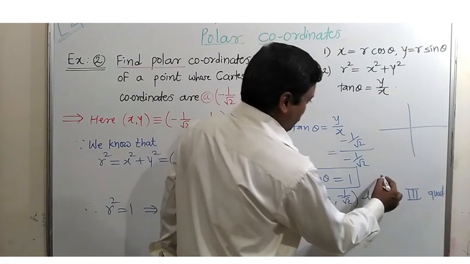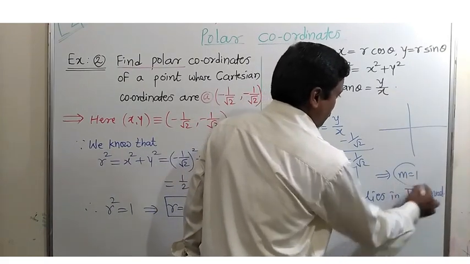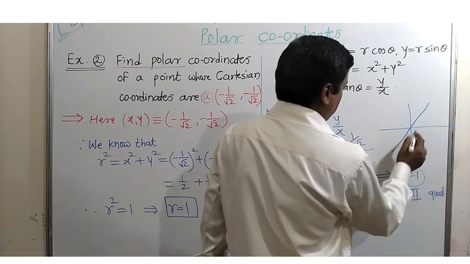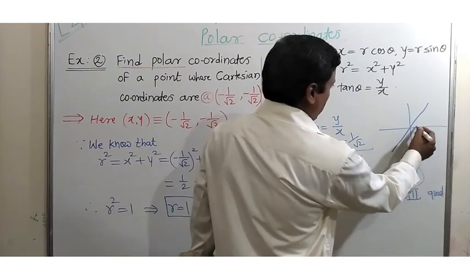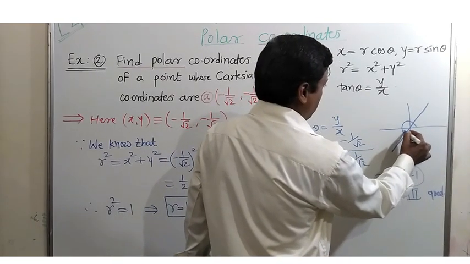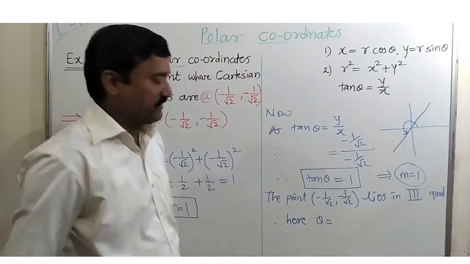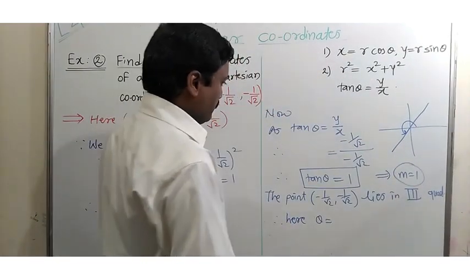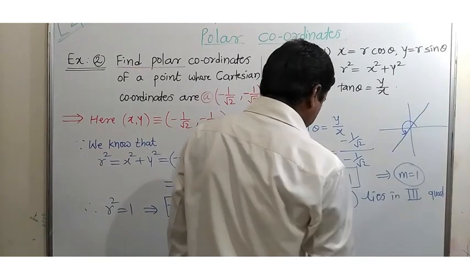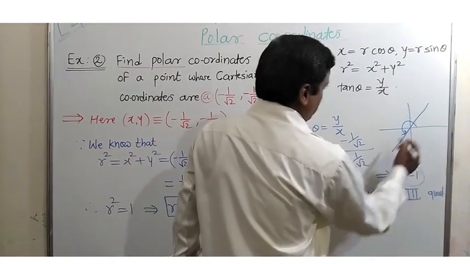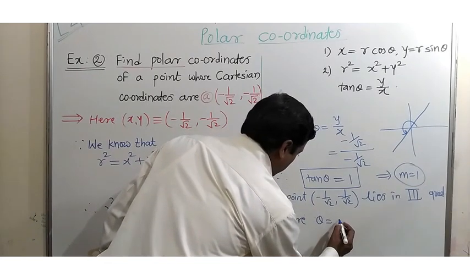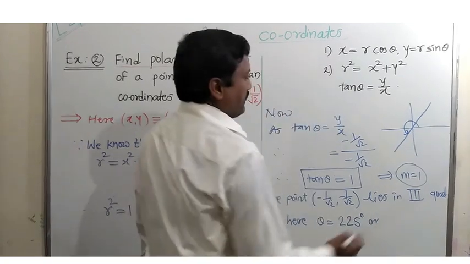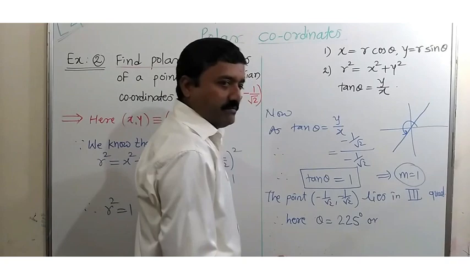Tan theta is equal to 1, it implies slope m equal to 1. So the line having slope 1 and theta is in third quadrant. So the angle will be this much, and this is nothing but 180 plus 45, that is 225. So 225 angle is there. So theta is equal to 180 plus 45, therefore here theta is equal to 225 degree, or it is 5 times pi by 4.